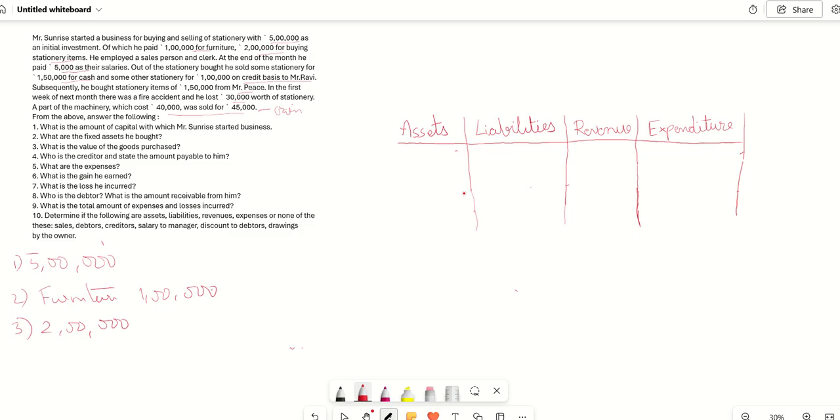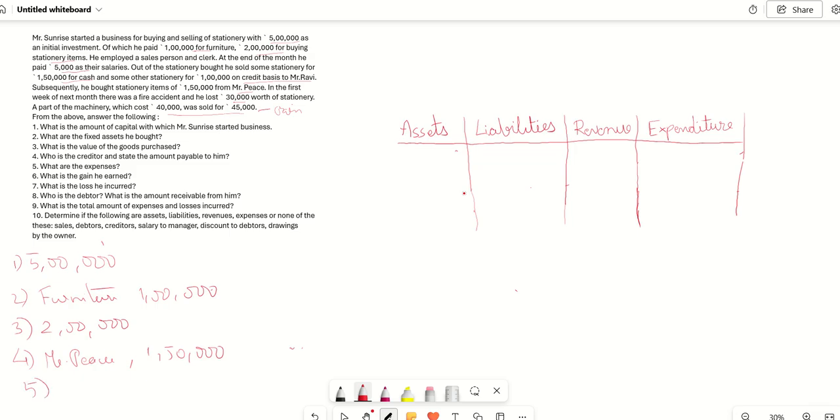Okay. Next question number 4. Who is the creditor and state the amount payable to him? So who is the creditor here? He has bought stationery items from Mr. Peace. So he is the creditor. And how much he has to pay? 1,50,000 to the creditor.